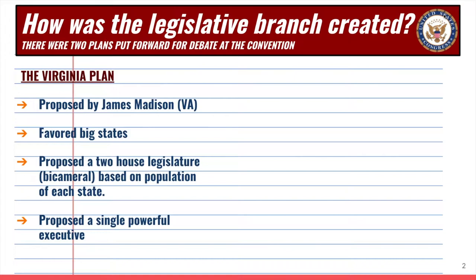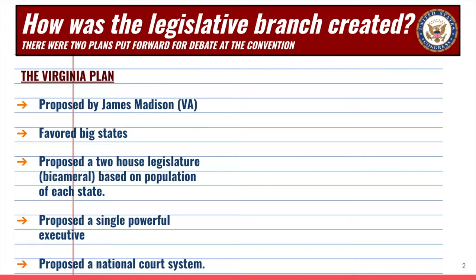And the other deficiency of the Articles of Confederation is that there was no national court system, so the Virginia Plan proposed by James Madison did propose to create that national court system. So all of these are parts of what we will call the Big State Plan.